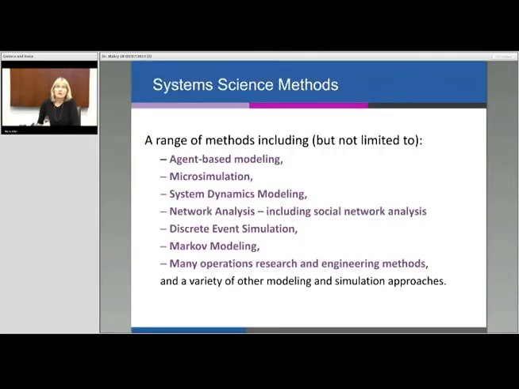System science methods specifically, I mentioned there are an array of methods. They include agent-based modeling, microsimulation, system dynamics modeling, network analysis, discrete event simulation, Markov modeling, a lot of operations research, and engineering methods. But this is not an exhaustive list. There are certainly others that are not mentioned, not because they're not important. We in our office tend to have really promoted agent-based modeling, system dynamics modeling, and network analysis, mostly because those were the three that were ready and most applicable at the time we started, but not to discount any of the other methods. They're all important, and all of them fit under our funding announcements.